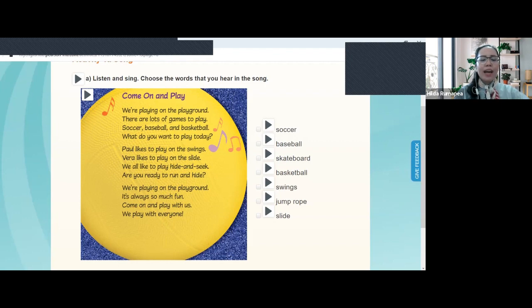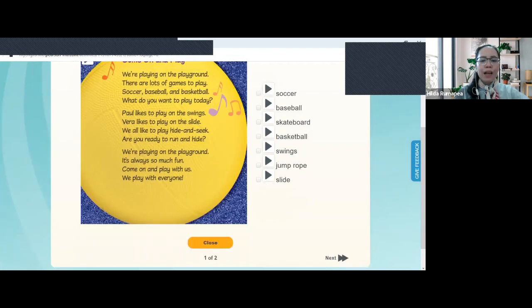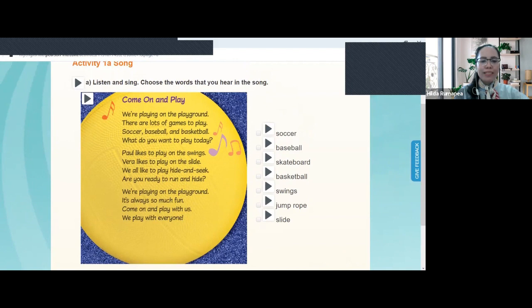Continue to activity number 2. It's not provided on my screen, but you have to draw what do you want in the playground. What do you want to do in the playground? Ya, kalau di buku workbookmu bisa lanjut ke nomor 2, sorry. Di situ kamu harus menggambarkan apa yang mau kamu lakukan di taman bermain, ya.